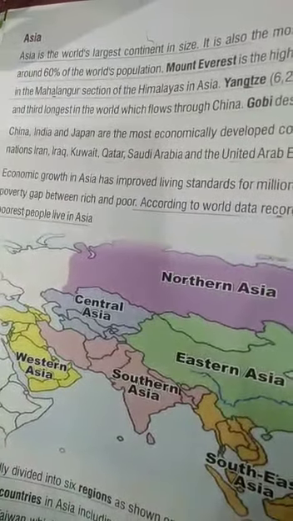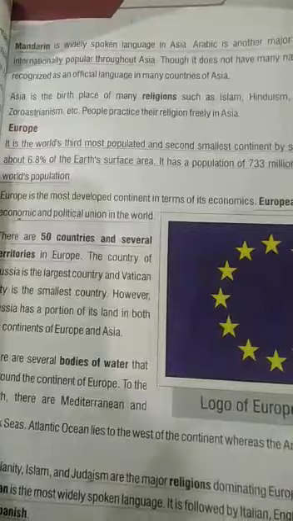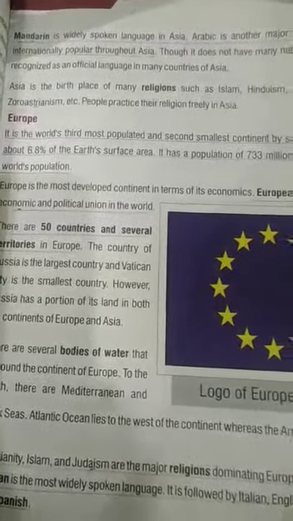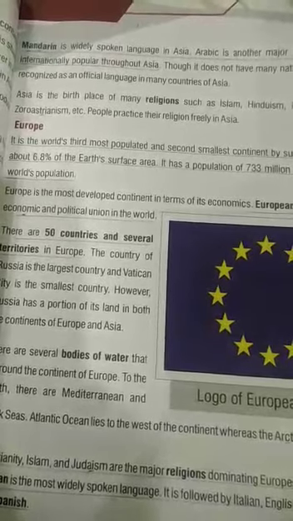What was the percentage of Asia regarding population? 60%. 60% of the world's population is present in Asia. But in Europe, 11% of the world's population is present. Europe is the most developed continent in terms of its economy. Okay? Economically, this continent is strong.